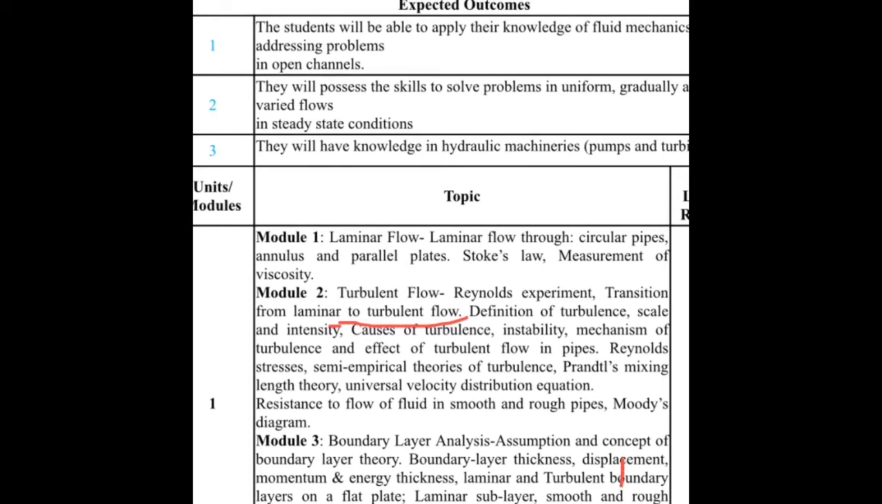Okay, so as I have told you, in module 2 you will learn Reynolds experiment. Basically in our lab this apparatus is not available, but you have to learn virtually with YouTube videos and so on. So the transition from laminar to turbulent flow is described by Reynolds experiment, and after that he gave some definitions related to turbulence: scale, intensity, causes, instability, mechanism, and other theories.